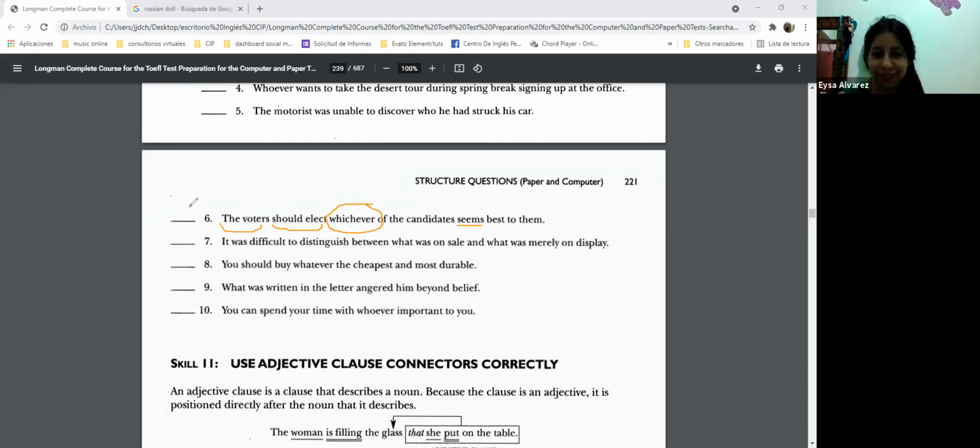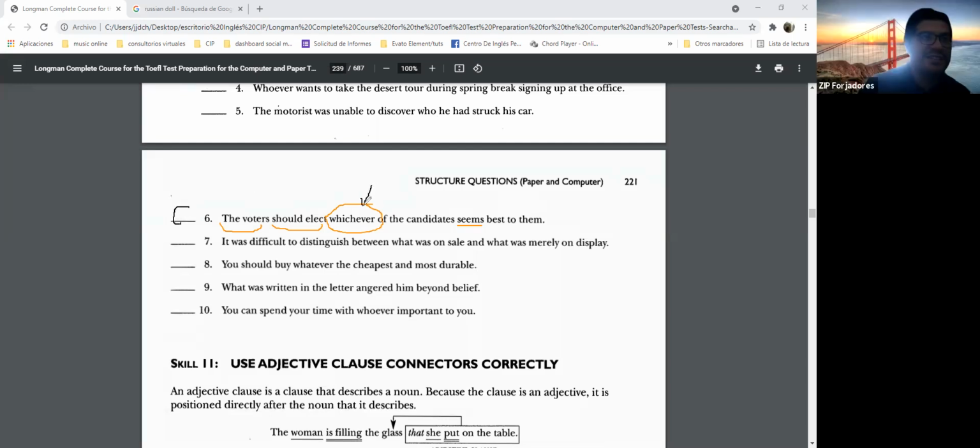That's why it's correct, because this is the subject, this is the verb, and this is not the subject. This is the object of the preposition of. Very good. Excellent. Correct.